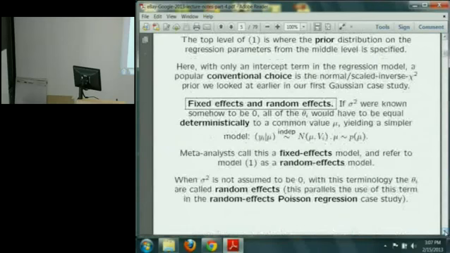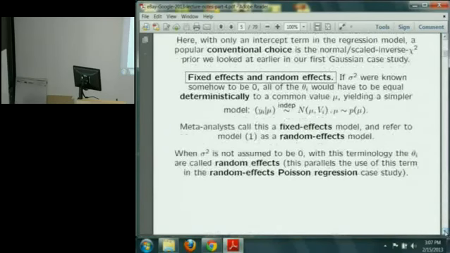So like it says here, if sigma squared were known somehow to be 0, all of the theta i's would have to be equal deterministically to that common value mu, and the resulting model would be simpler. It would go: y i given mu are independently normal with mean mu and different variances, which we're pretending are known, and then you put a prior on mu. That's called a fixed effects meta-analysis.